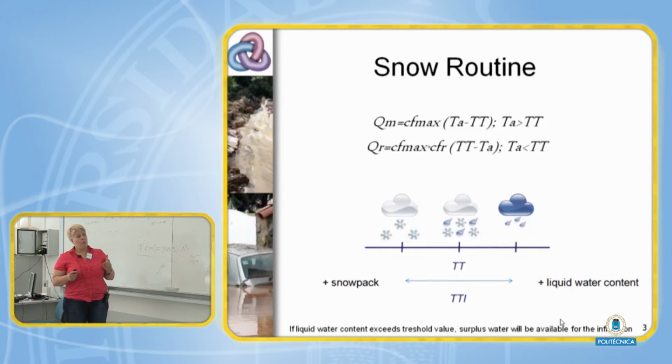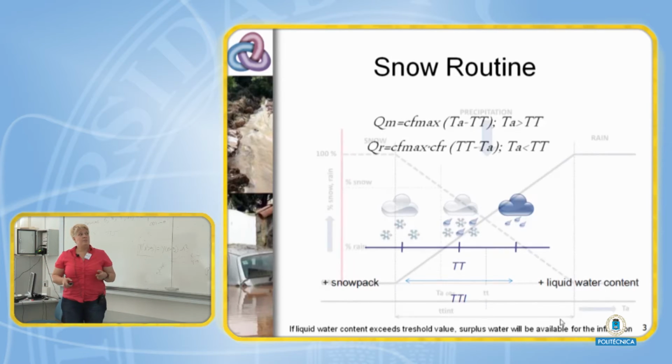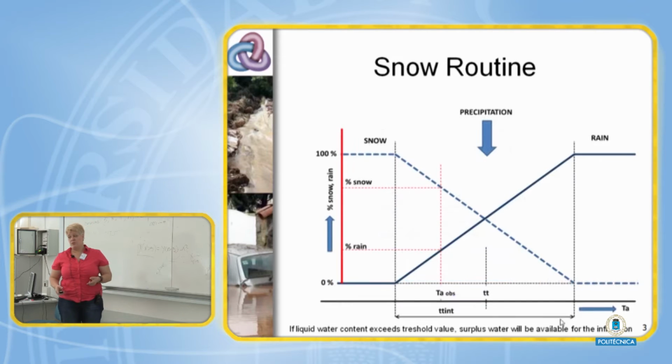There is also one interval within which we have something that is partially snow, partially rain, so we have sleet. The water content in snow is not unlimited. So if it is exceeded, the surplus water will be available for infiltration.